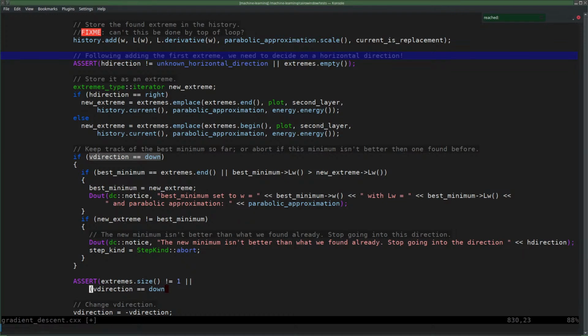So the first time, I think V direction must always be down. And of course, the best minimum must be unequal to the end. It must be set now. And step kind, yeah, I don't have to test it. Yeah, I'll test it anyway. It's unequal abort.